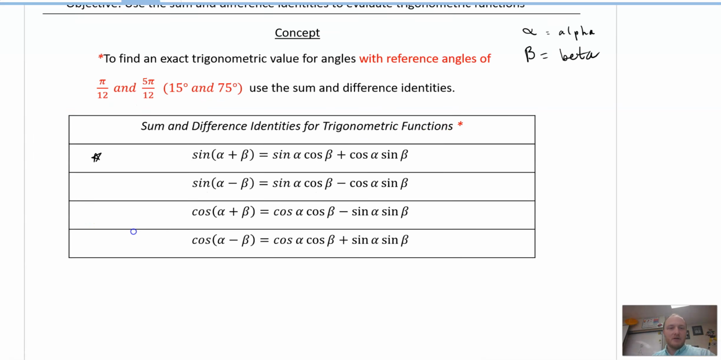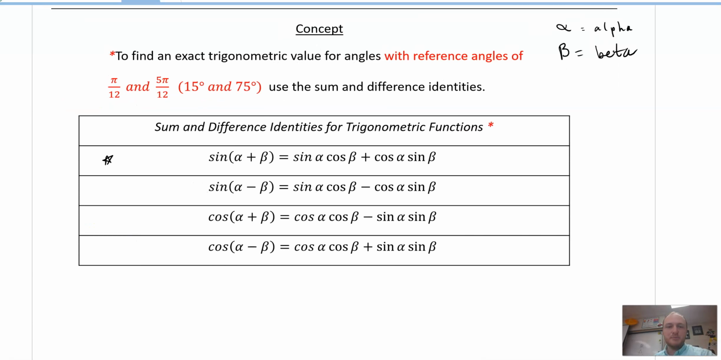And here it says sine of alpha plus beta is equal to sine of alpha times cosine of beta plus cosine of alpha times sine of beta. We also have the difference identity with sine of alpha minus beta. That's sine of alpha times cosine beta minus cosine alpha times sine beta. And then we have the same identities for cosine. I want you to pause the video and look for any patterns and see if you catch anything.